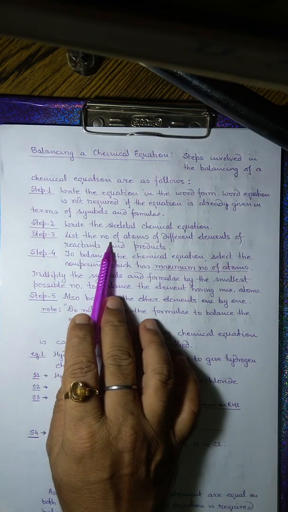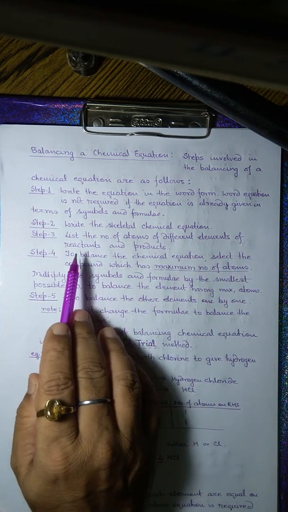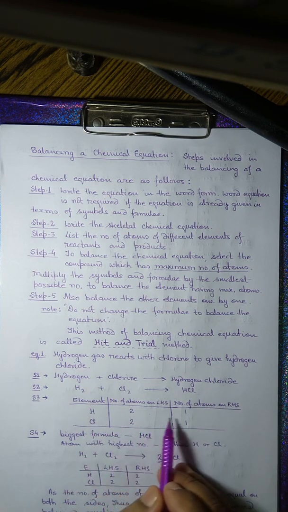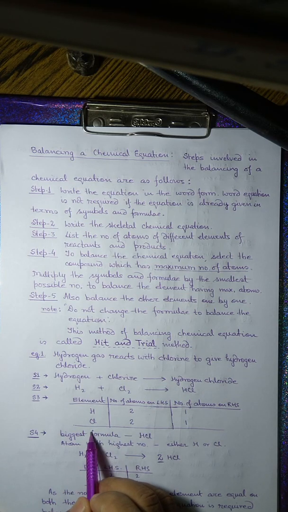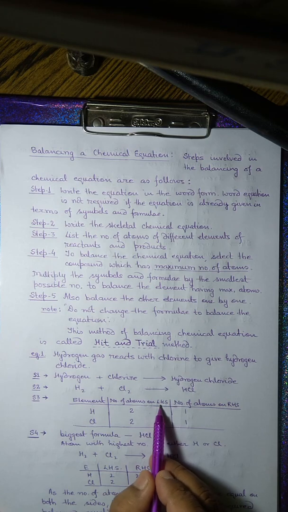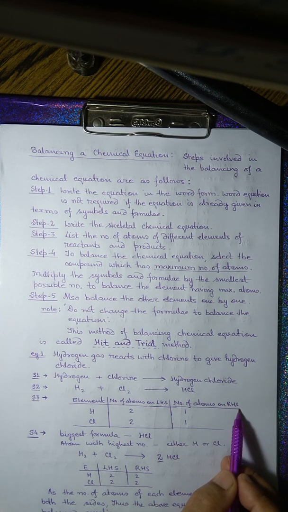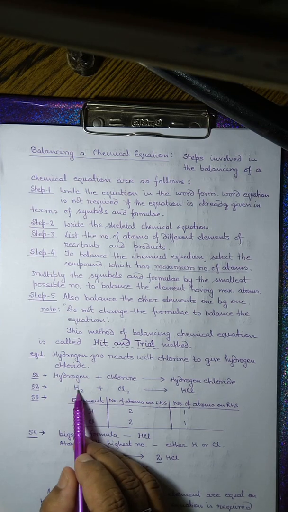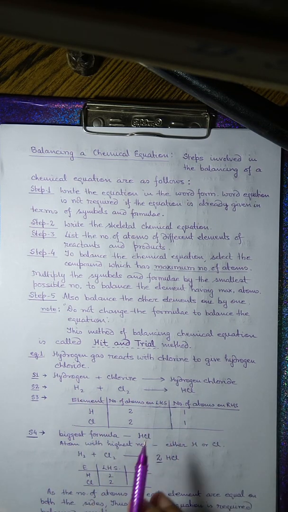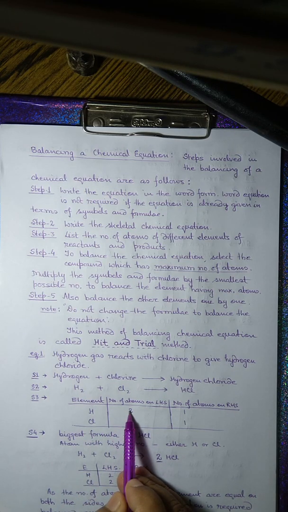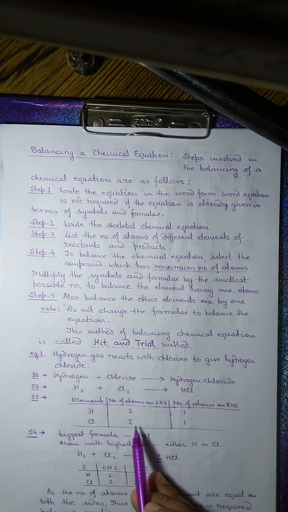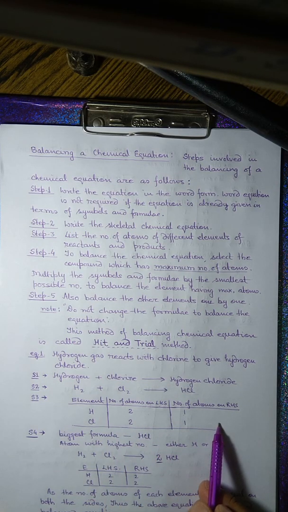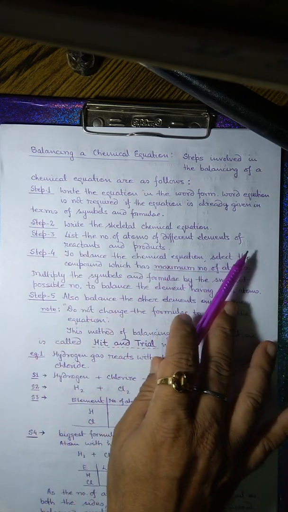Now step 3: list the number of atoms of different elements of the reactant and product. First we have to make a table in which we will write the element, the number of atoms on the left hand side, or we can also write reactant side, and the number of atoms on the right hand side, or we can write product side. Hydrogen and chlorine are the 2 elements in this reaction. Now see, 2 atoms of hydrogen here, only 1 atom of hydrogen here, 2 atoms of chlorine and only 1 atom of chlorine here. You can see that this is an unbalanced equation. We have completed step 3, listing the number of atoms of the different elements on the reactant and product sides.